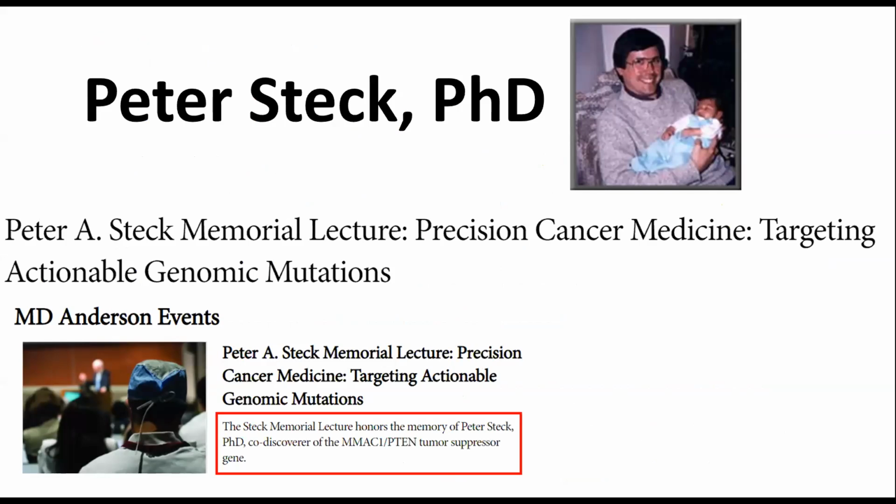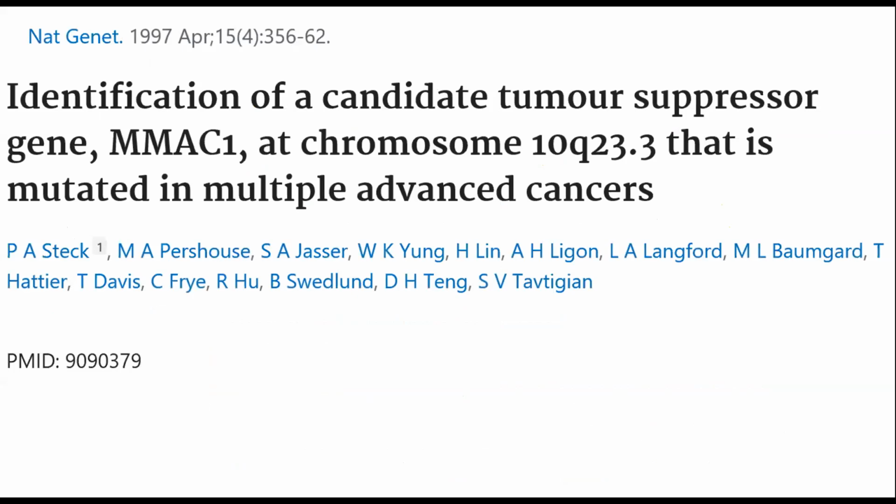But now you know a little bit of the story. Who was Peter Steck and what was his contribution? And it was huge. All right, this was the paper, Nature Genetics, 1997, identification of a candidate tumor suppressor gene, MMAC1, at chromosome 10q23.3, mutated in multiple advanced cancers.